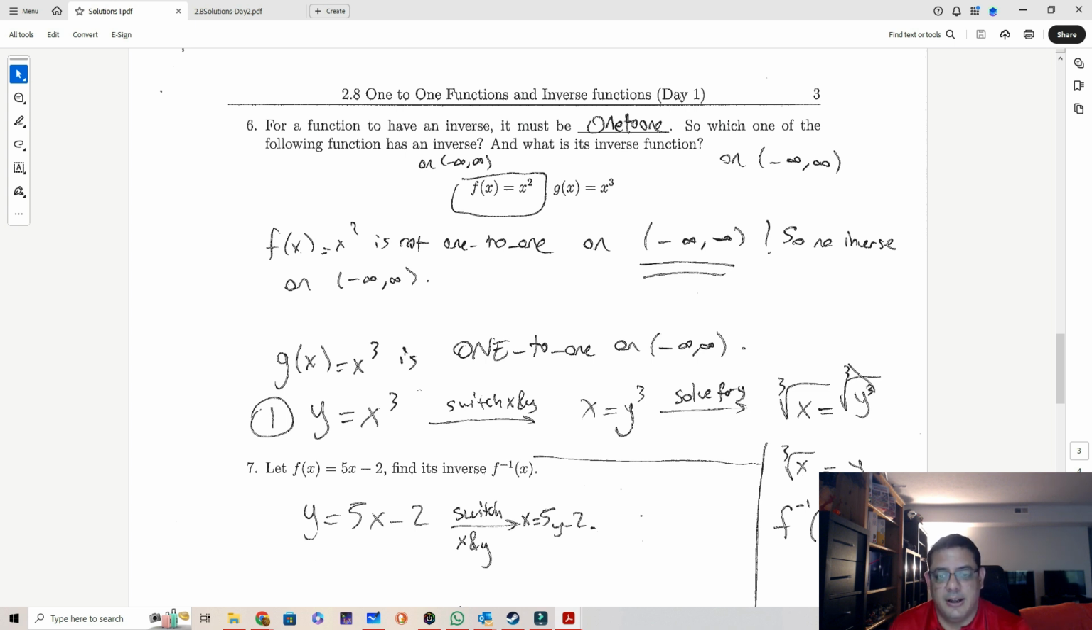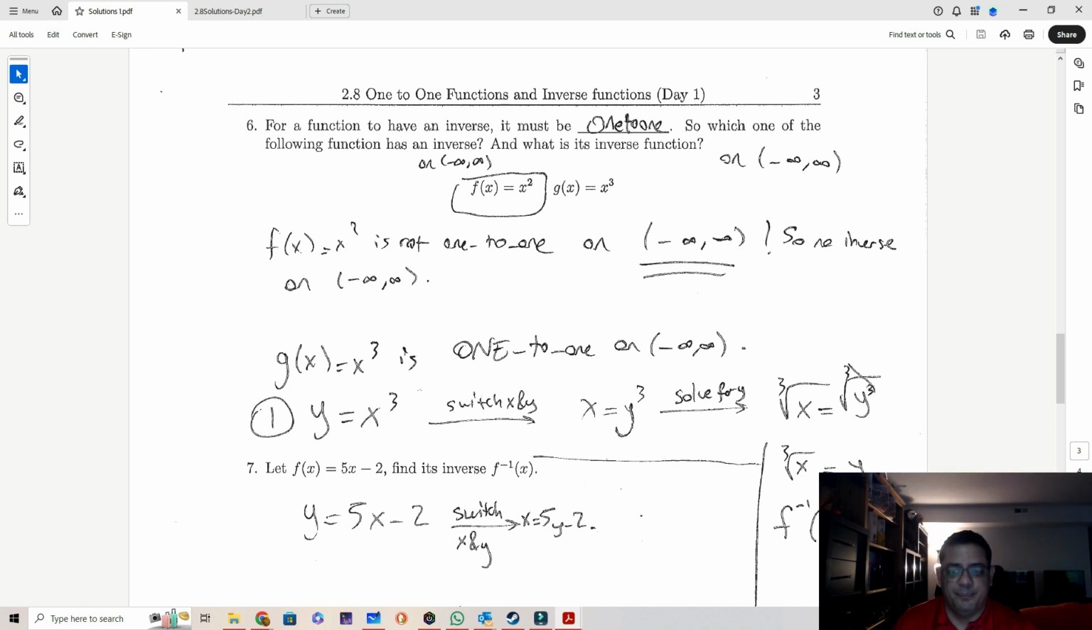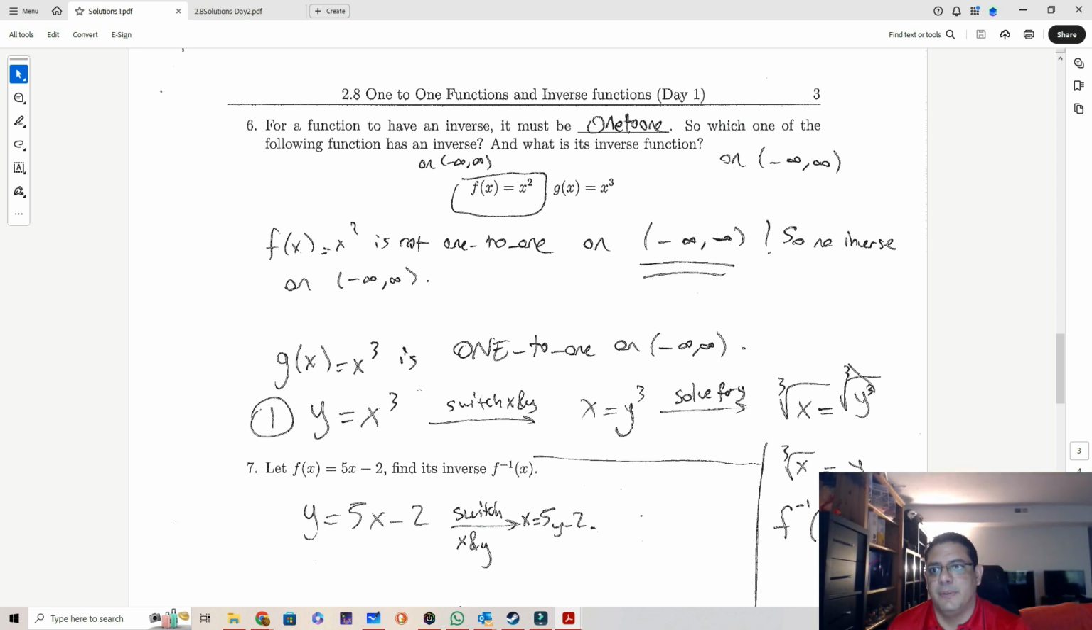Okay. Notice that this is a more organic way of changing input by output. So I encourage you to follow this way of finding the inverse. First, switch the variables, change the input by the output, and then solve for y.